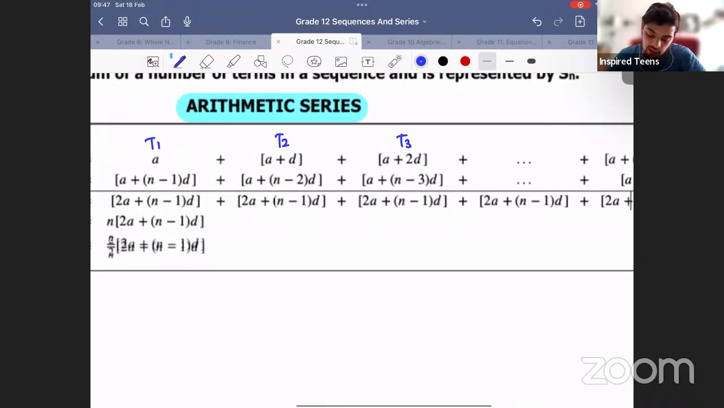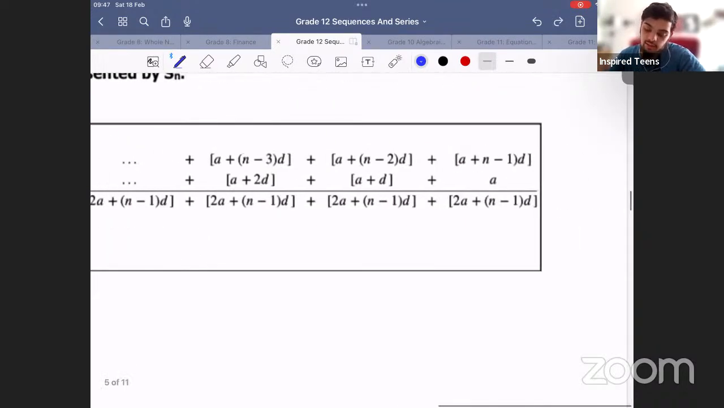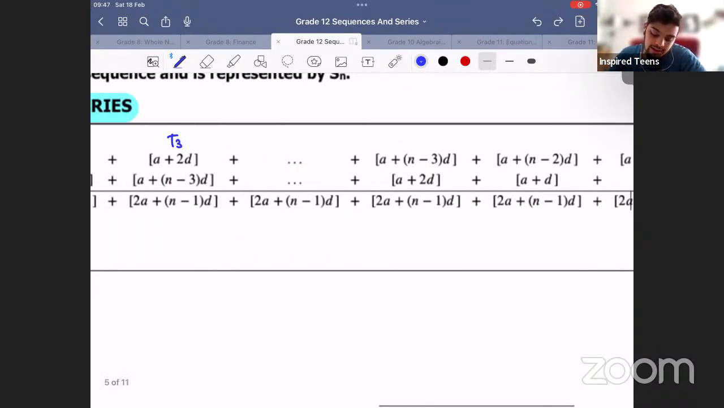Okay, so I hope that makes sense. You're just adding the difference. That's how you get T2. And you add 2 of the differences. That's how you get T3. Now they put a dot, dot, dot, indicating, okay, all the patterns that fall between that.